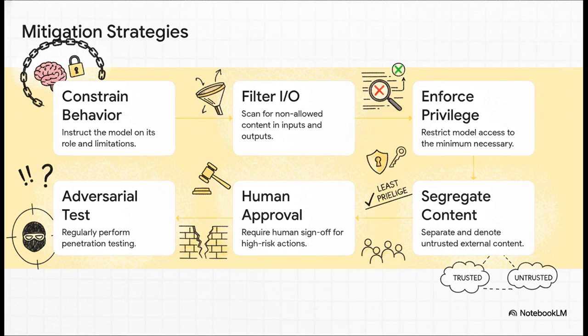It's also really important to clearly separate trusted content from untrusted content. For any high-stakes actions, you absolutely need a human to give the final thumbs up. And finally, you have to be constantly testing your own system, trying to hack it yourself to find the weaknesses before the bad guys do.